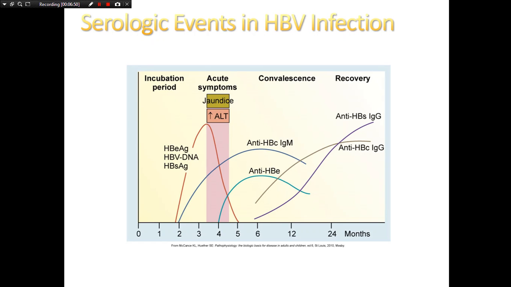And then during the recovery period, which could last many months, you're going to start to see more of the long-term antibodies for the chronic immunity. IgG of the antibody HBS, and the antibody HBC. The S stands for surface, and the C stands for core.